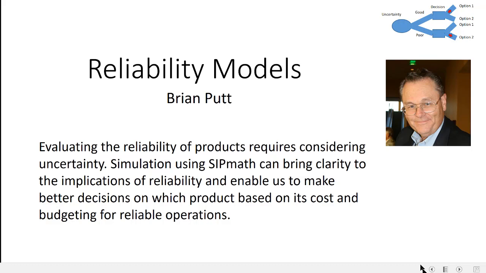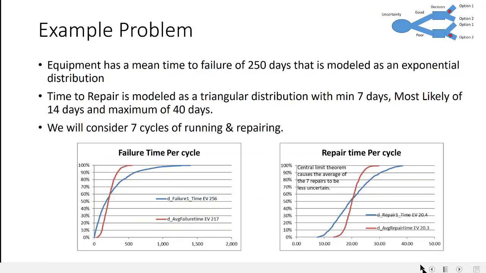Evaluating the reliability of products requires considering uncertainty. Simulation using SIPmath can bring clarity to the implication of reliability and enable us to make better decisions on which product to choose, based on its cost and budgeting, for reliable operations. Let us consider an example problem.